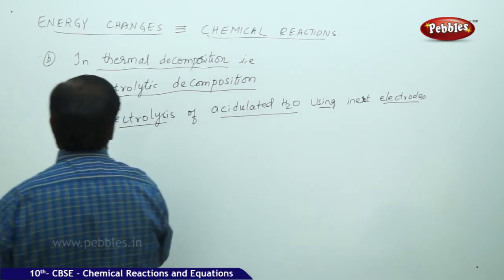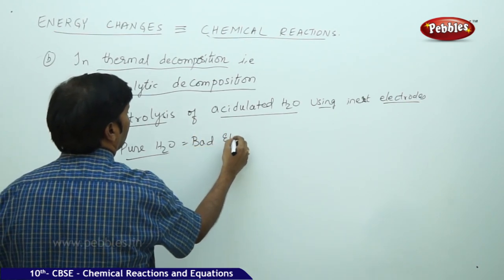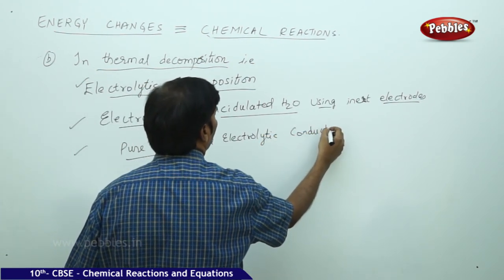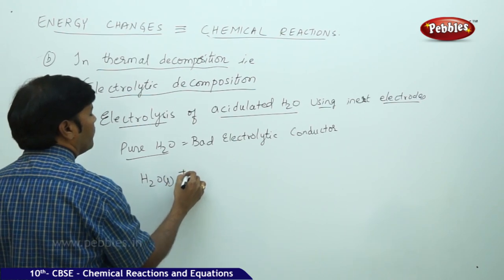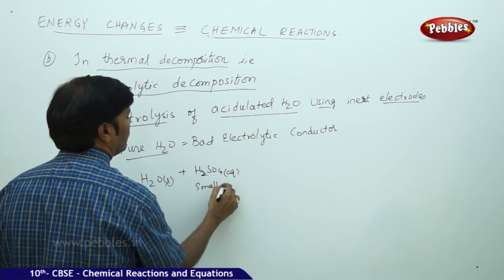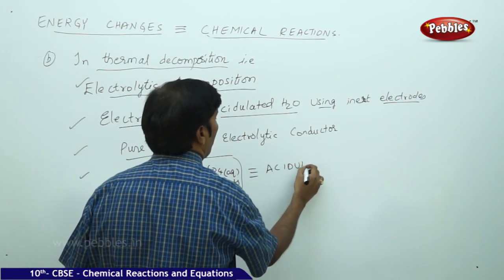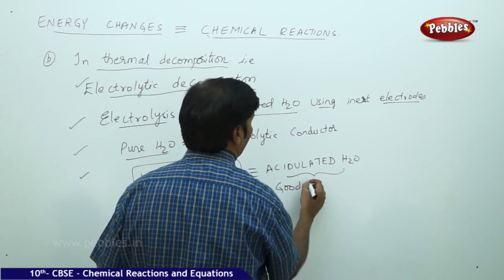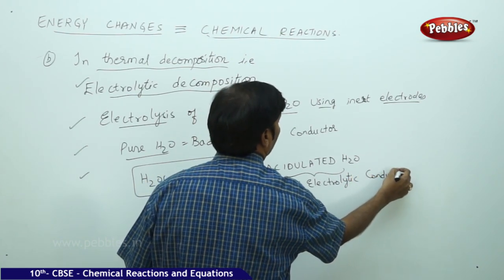That's why we say acidulated water: pure water is a bad electrolytic conductor. So to improve its conducting nature, we need to add a small amount of acid. When water is mixed with H2SO4 in small amounts, it turns into acidulated water, a good electrolytic conductor.